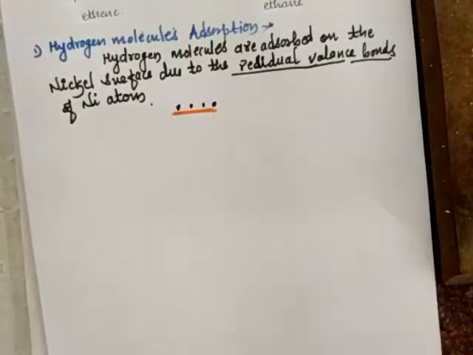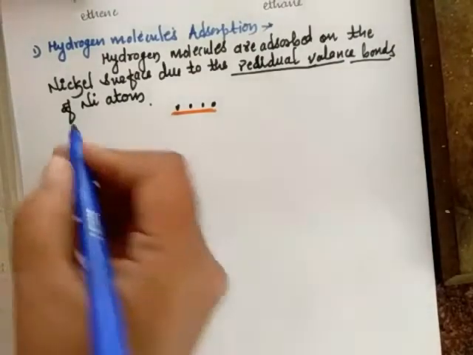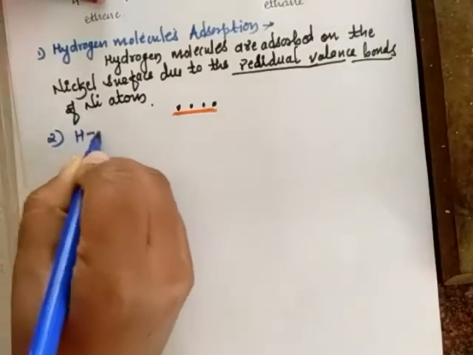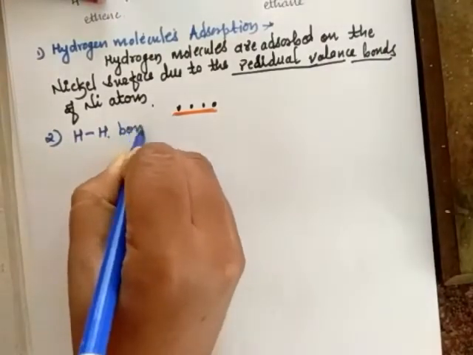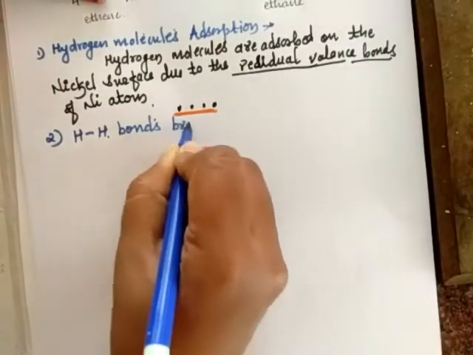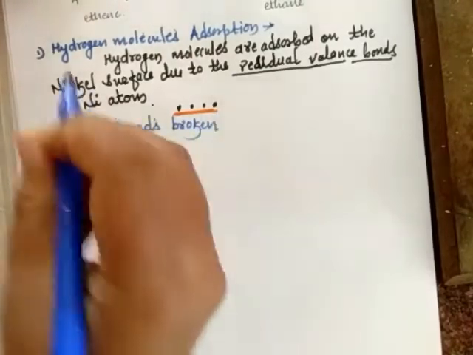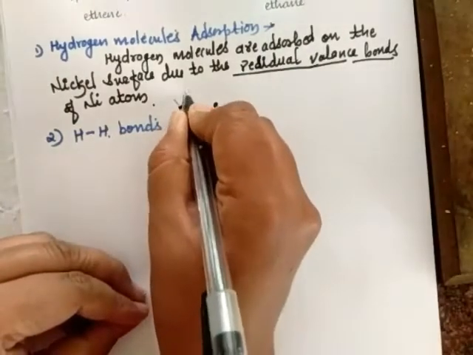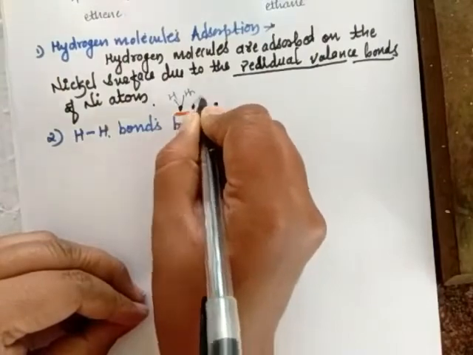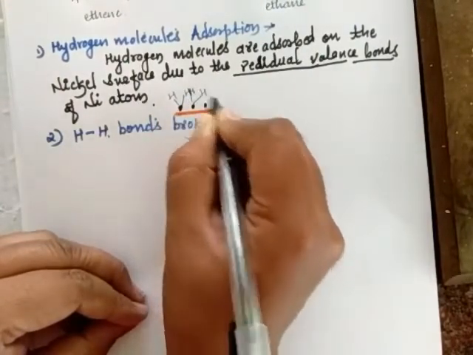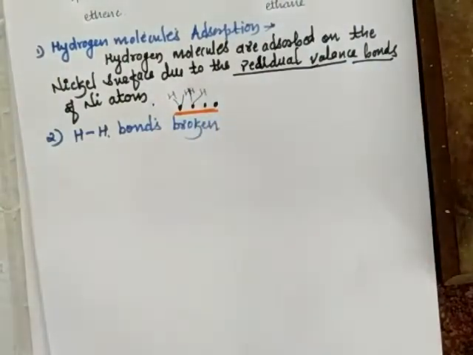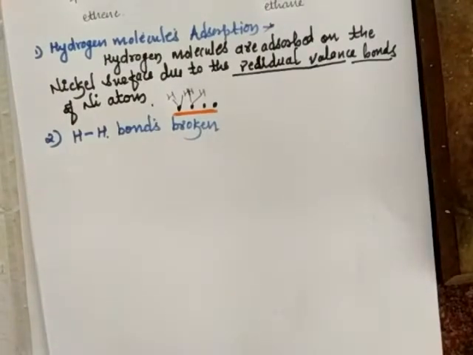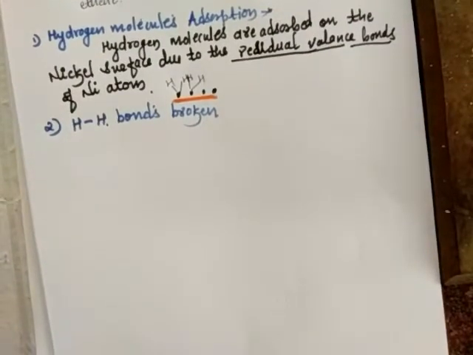Now let's see the second step. The second step is nothing but the hydrogen bonds are broken. In the second step, the H bonds just get broken over there. No doubt the hydrogen bonds are adsorbed here. So what will happen now? The hydrogen bonds start to break now.